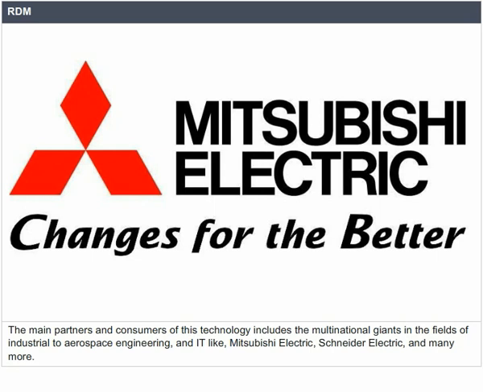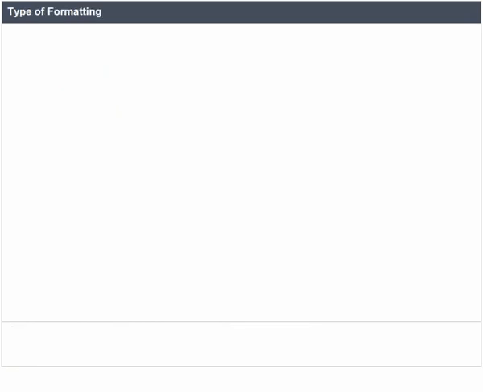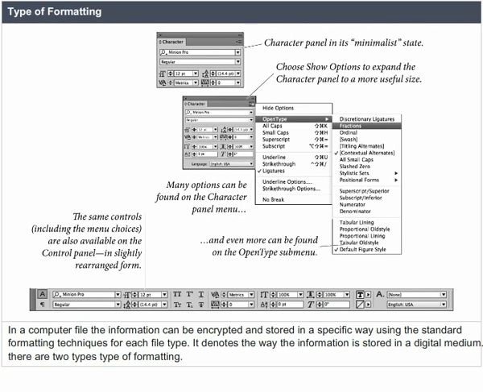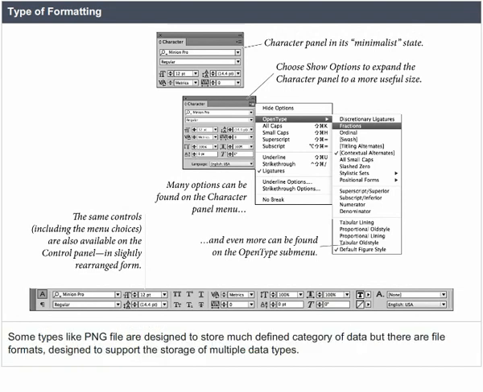Type of formatting. In a computer file, the information can be encrypted and stored in a specific way using the standard formatting technique for each file type. It denotes the way the information is stored in a digital medium. There are two types of formatting. Some types like PNG file are designed to store much defined category of data, but there are file formats designed to support the storage of multiple data types.